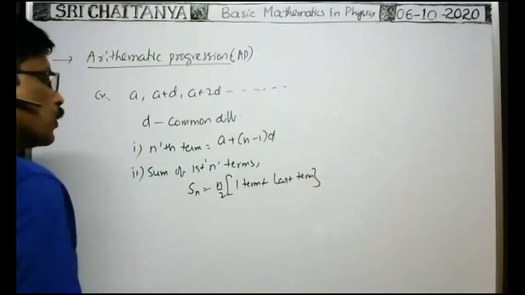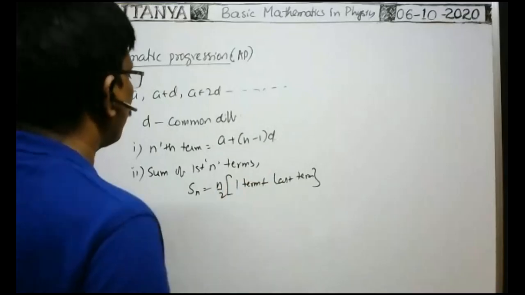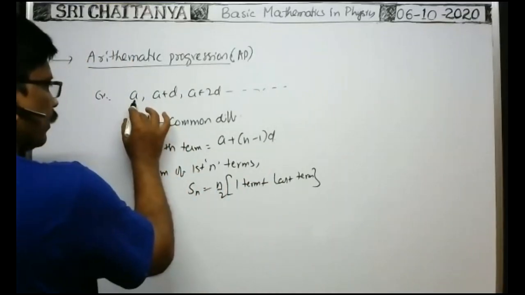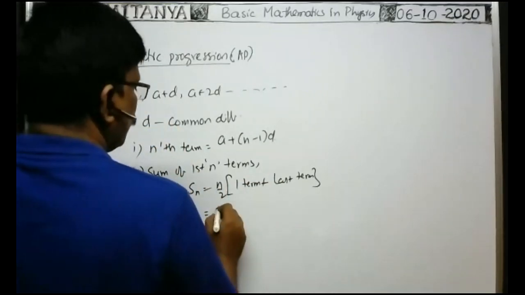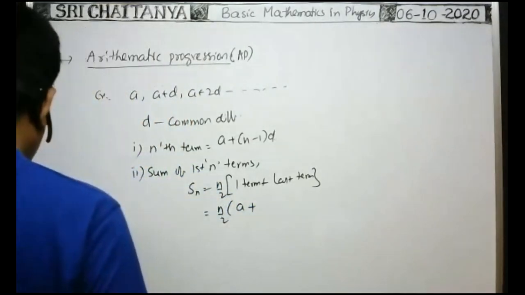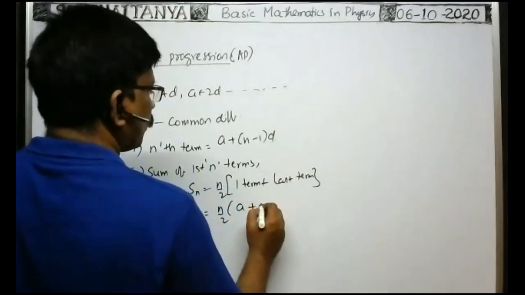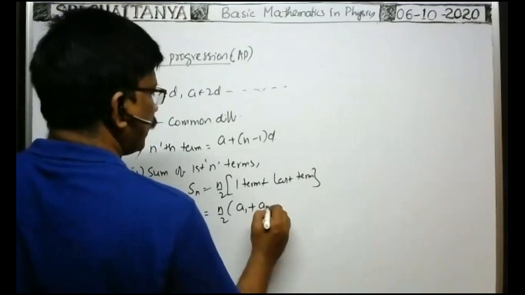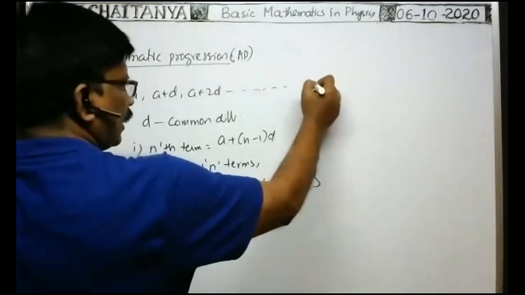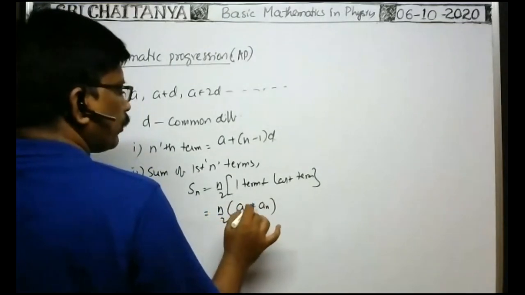In an AP, the sum of n terms is number of terms by 2 into first term plus last term. The first term is a. What is the last term? Suppose the last term is an, then the sum of n terms is n by 2 into a1 plus an.